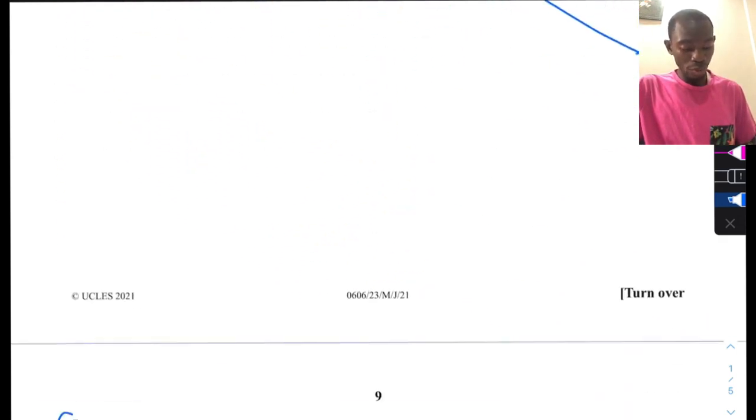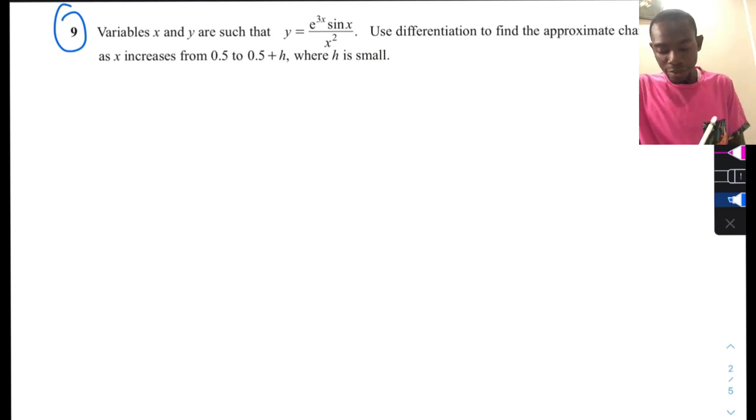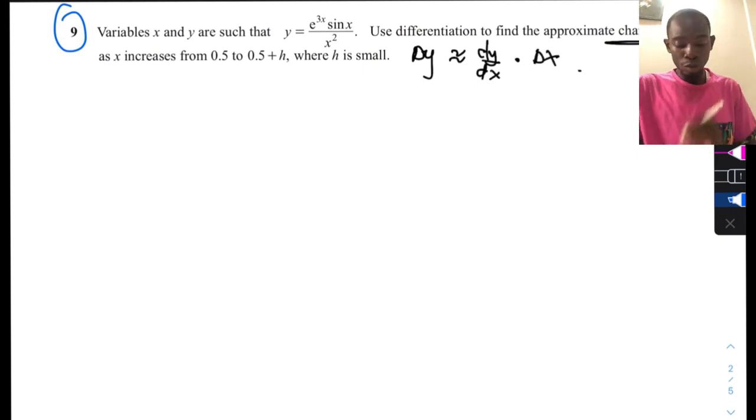So let's go to the next one. This one looks quite interesting. It says that the variables x and y are such that, I gave you the plan that basically we are going to use, they want us to find the approximate change in y. So change in y is approximately dy/dx times change in x, right? Okay, so we have this idea. This is all you need when it comes to small change, friends. This is all you need.